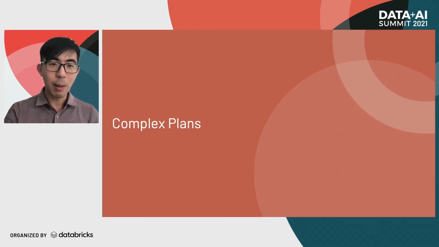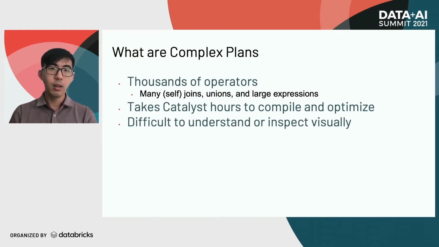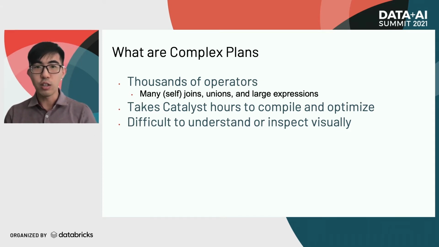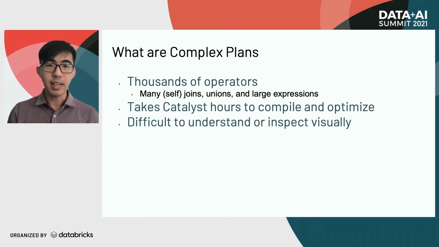All right, on to complex plans. Complex plans to us means thousands of operators, and it's mostly there because of many self-joins, self-unions, and large expressions. And it can take Catalyst hours to optimize and to generate the physical plan. And because it's so large, it's very difficult to understand or inspect visually.